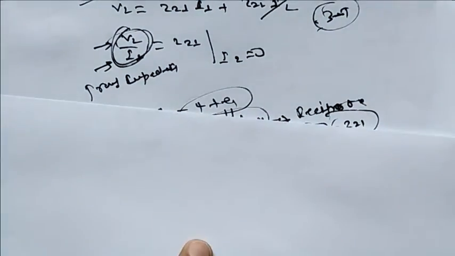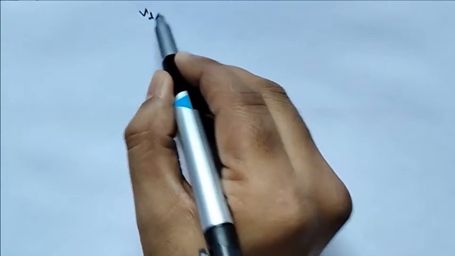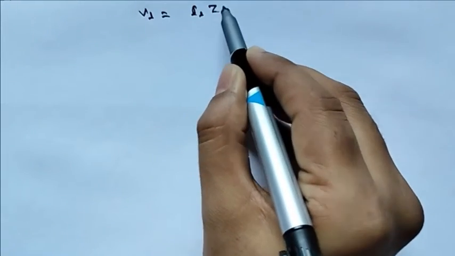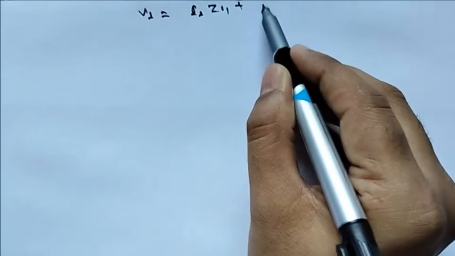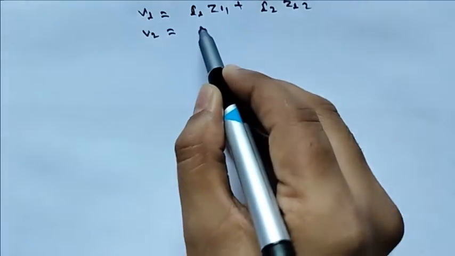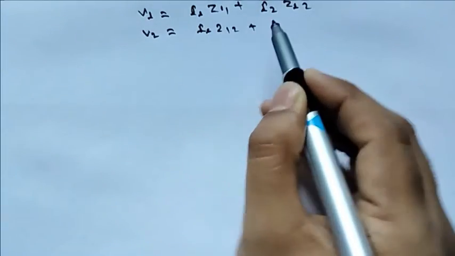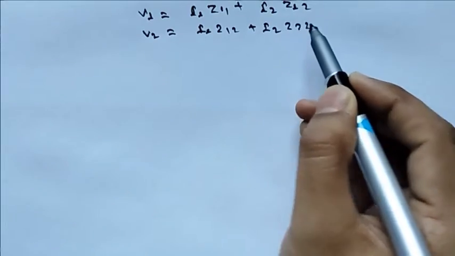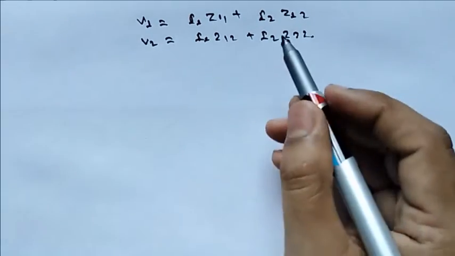Now I am making it in 3 terminal, having Z12. Let me write the equation once again. V1 is equal to I1 Z11 plus I2 Z12. V2 is equal to I1 Z12 plus I2 Z22. This is the equation that we are having.